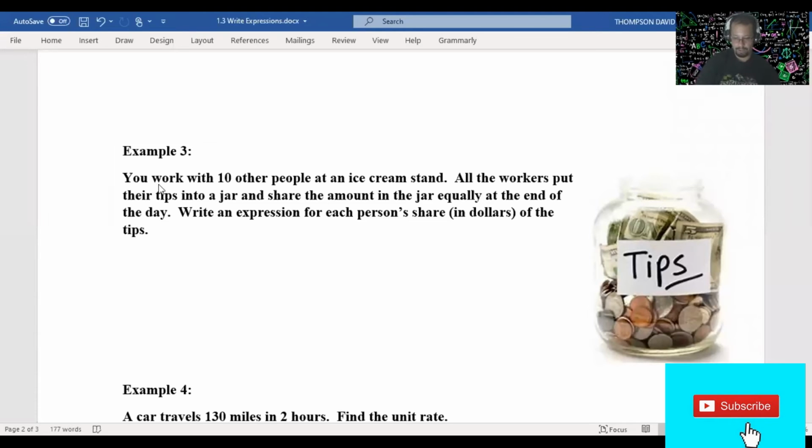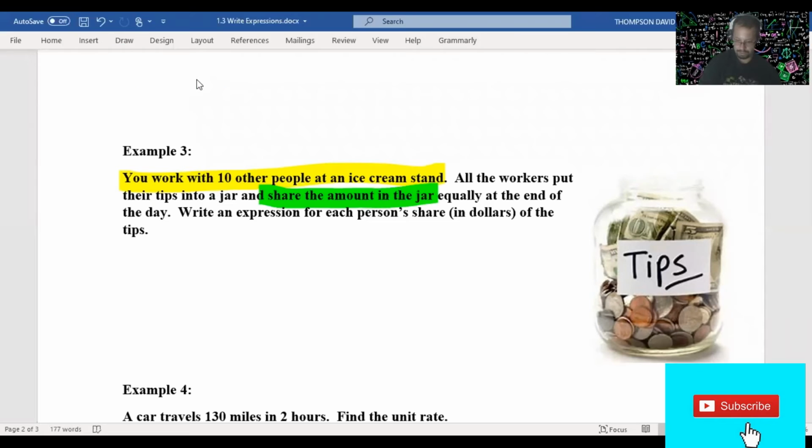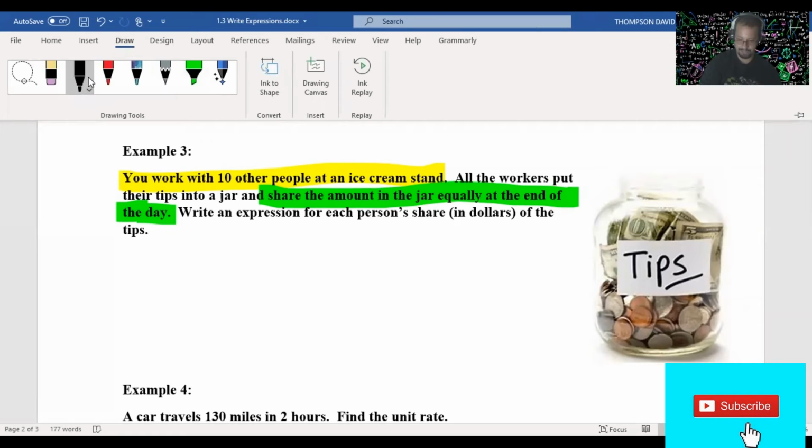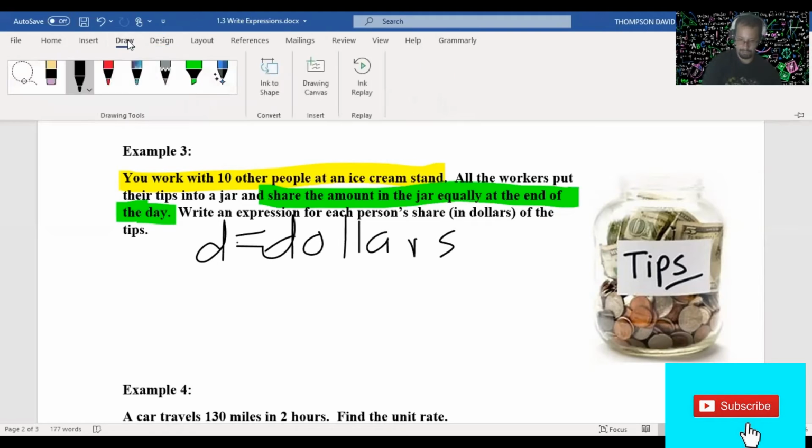Example 3. You work with 10 other people at an ice cream stand. Let's highlight that in yellow. That's important information. All the workers put their tips into a jar and share the amount in the jar equally at the end of the day. That's also important, that we're sharing our tips equally. Write an expression for each person's share in dollars of the tips. So let's say the dollars is D. We'll highlight that in blue.